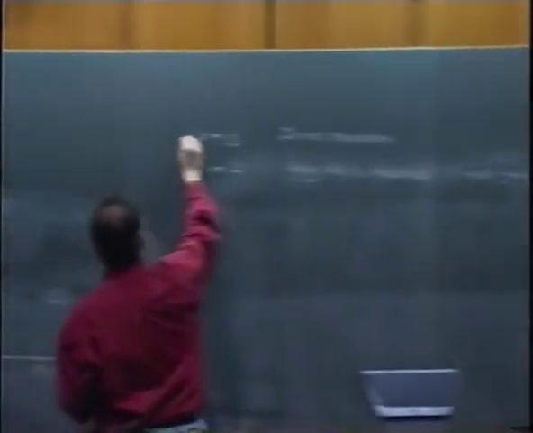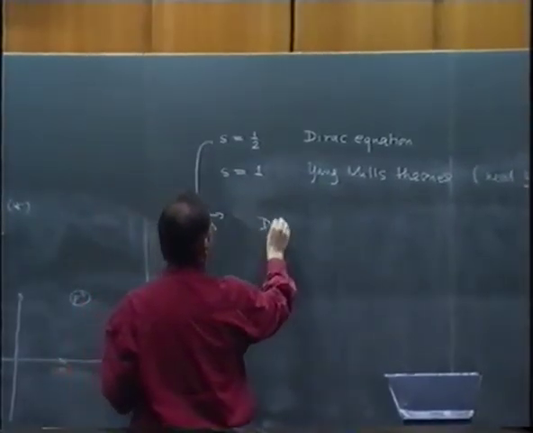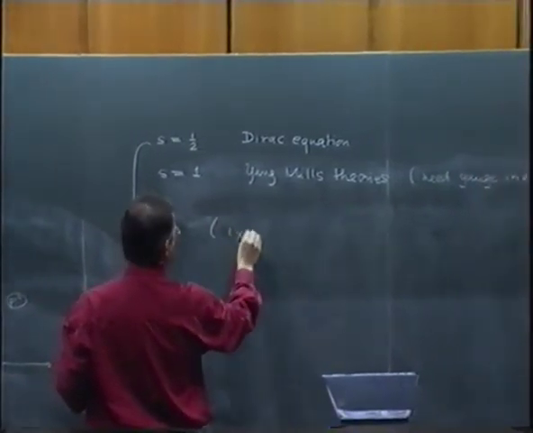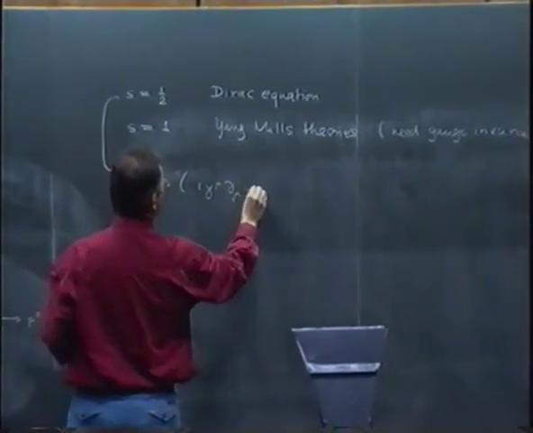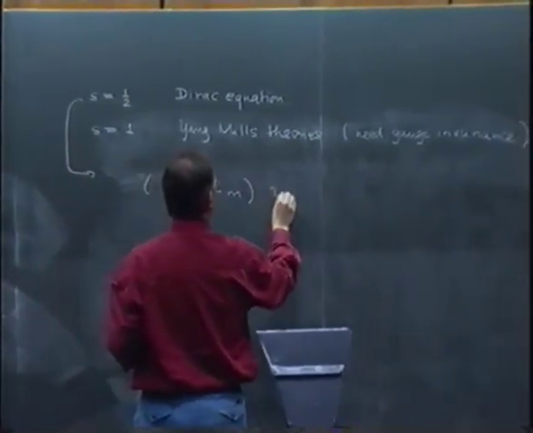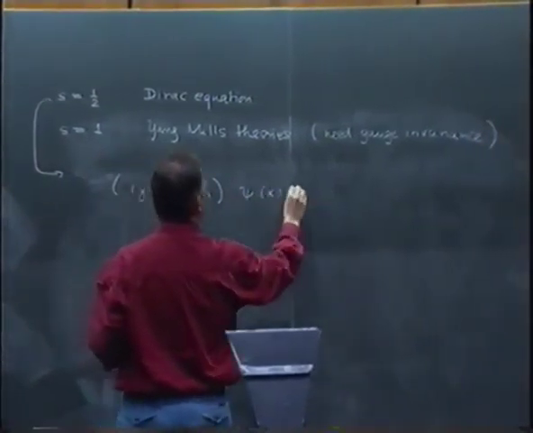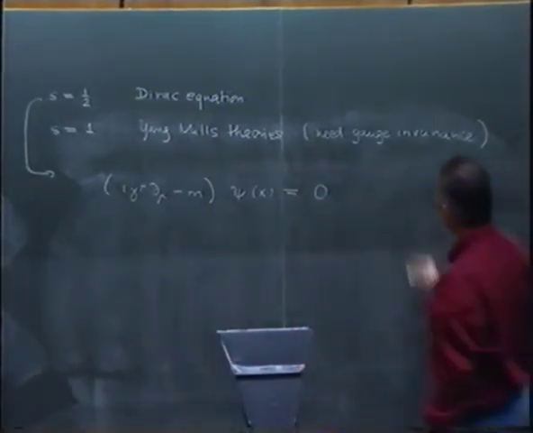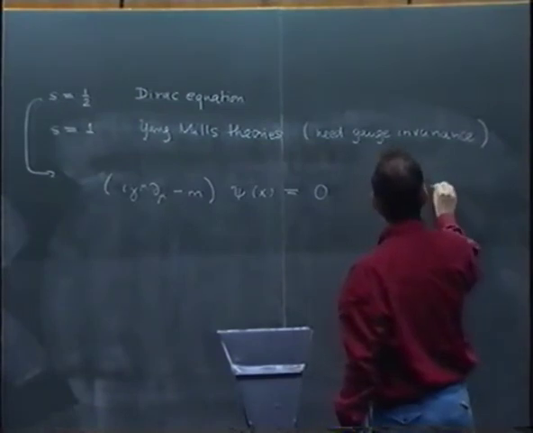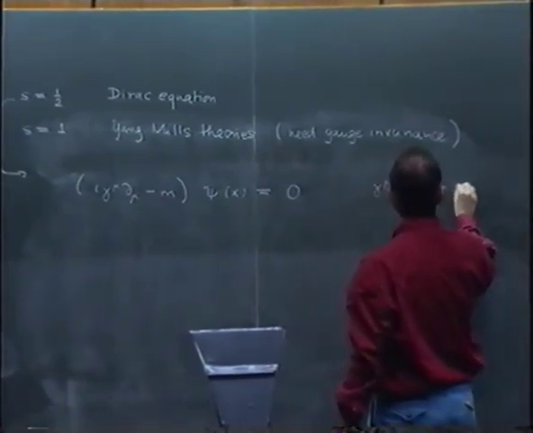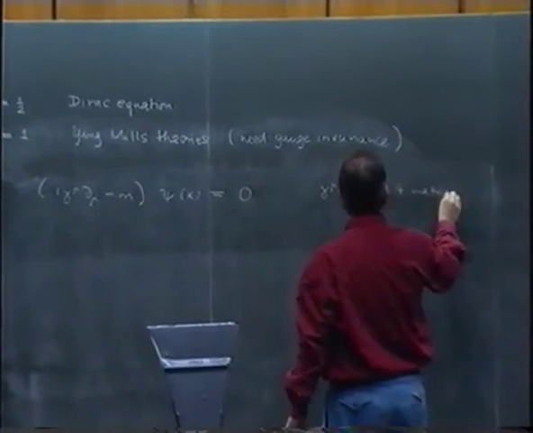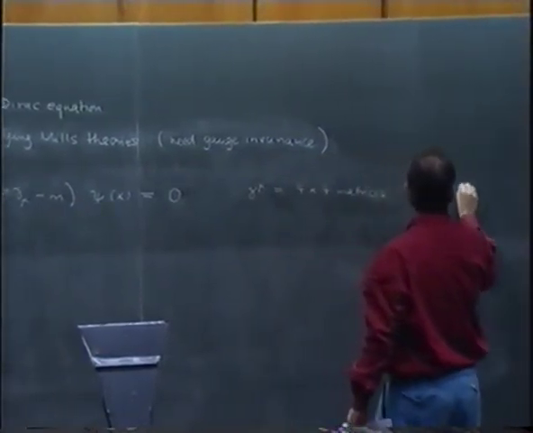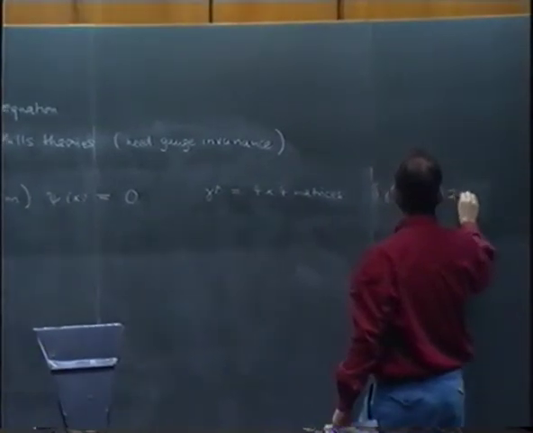So, the Dirac equation is, in my conventions, written like this: (gamma^mu partial_mu + m) psi of x equal to 0. Now, what is gamma mu? Those are the gamma matrices. Gamma mu are 4x4 matrices obeying the following relation: {gamma^mu, gamma^nu} is equal to 2 eta^{mu nu}.